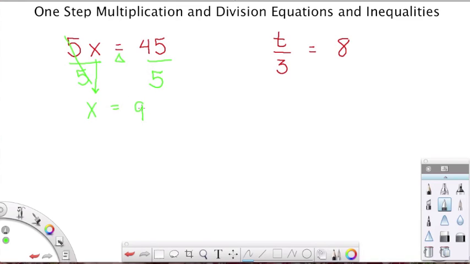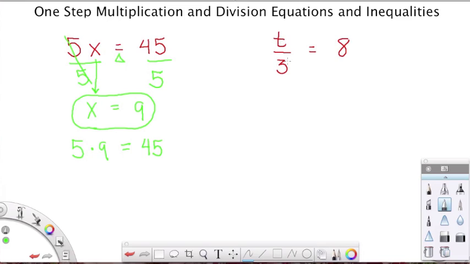And let's double check. Let's check our work. What we're going to do is evaluate our original equation. So we take 5 times x. We substitute x with 9. 5 times 9, and sure enough, we know our multiplication facts, at least we should. 5 times 9 is 45. So this is the answer, or the solution to the equation. We solved for x.